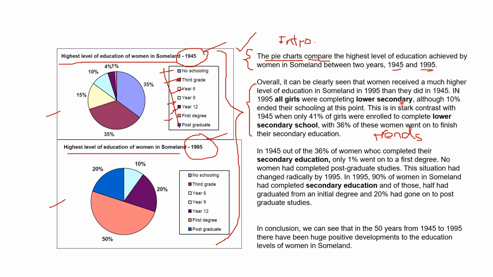It's a different term pointing at what is lower secondary here. We have year 9. Okay, in order for a student to proceed to year 12 and first degree and postgraduate, he or she has to finish year 9. Okay, so since we are not seeing in 1995 students or ladies who enrolled year 6 or finish year 6, third grade, and no schooling, it means to say that all women in 1995 were studying in lower secondary. Okay? All of them reached lower secondary, year 9 in 1995.